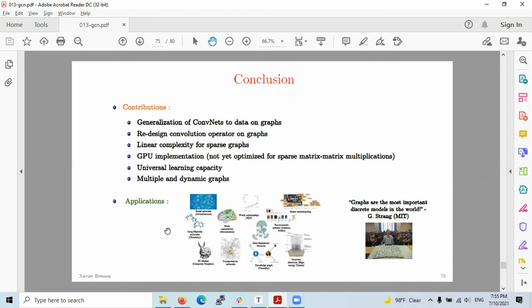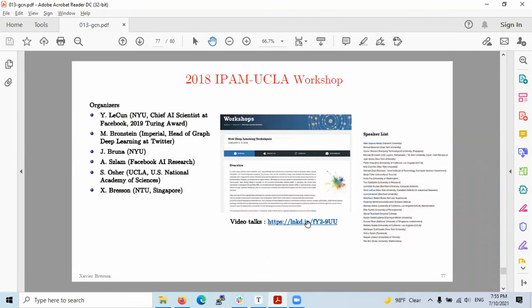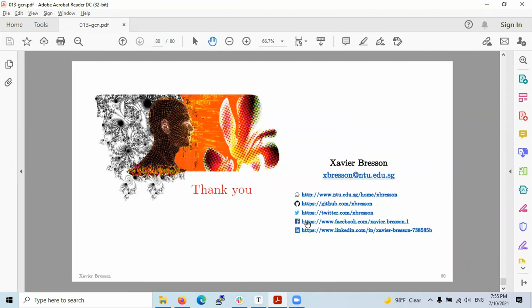And obviously, they have all sorts of applications, ranging from social networks to modeling of brains, or graphs in transportation, in physics-type problems, in chemistry-type problems. So this is probably the end of it. And there are some tutorials on graph deep learning, which go into the history of graph neural network workshops, and he talks about how this is his team, I guess, and this is the end of the presentation.